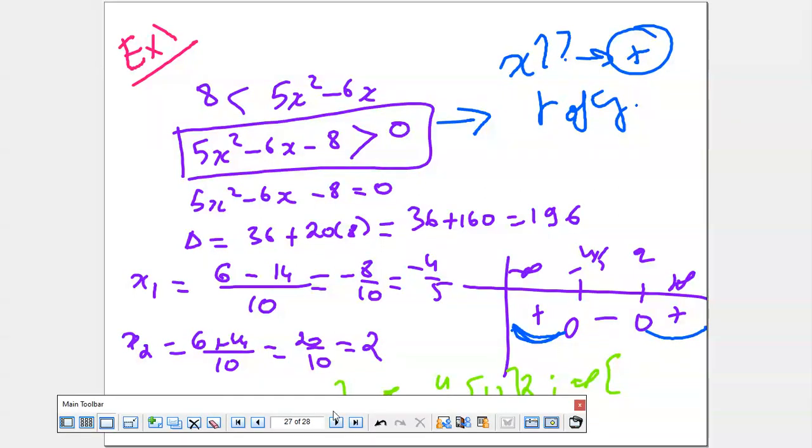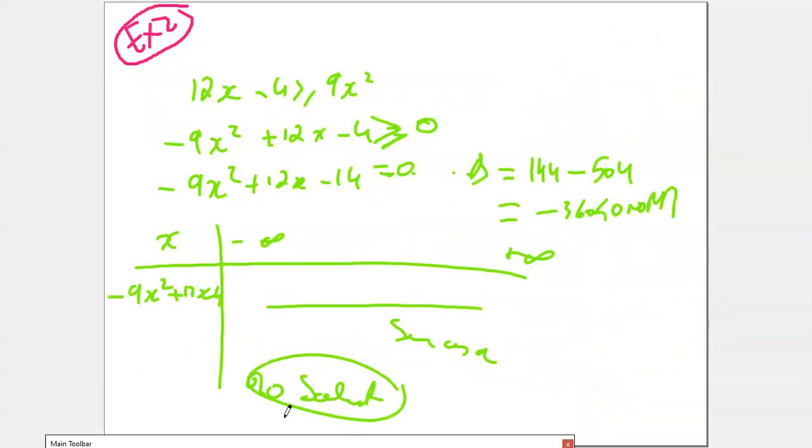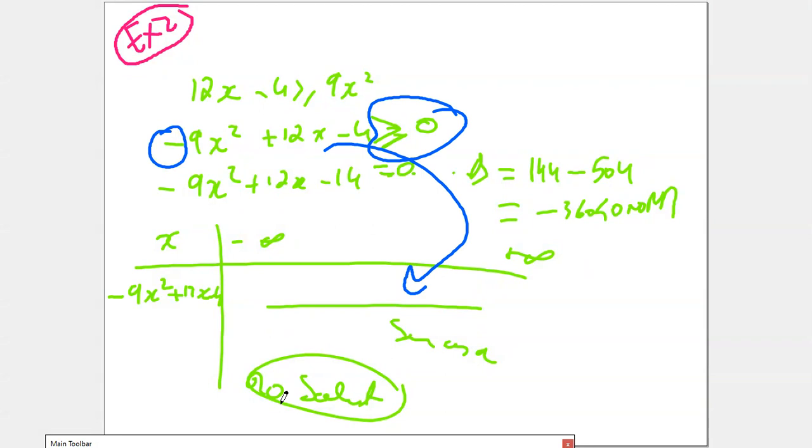One more example. Here I have 12x minus 4 bigger or equal than 9x squared. Also, I moved this to this side, so I have minus 9x squared plus 12x minus 4 bigger or equal than 0. First step, I need to do delta. It gives me delta negative. What does it mean? Delta negative means I have the same sign as A. A is negative, so all the time this expression is negative, but we need it positive. So no solution, impossible.